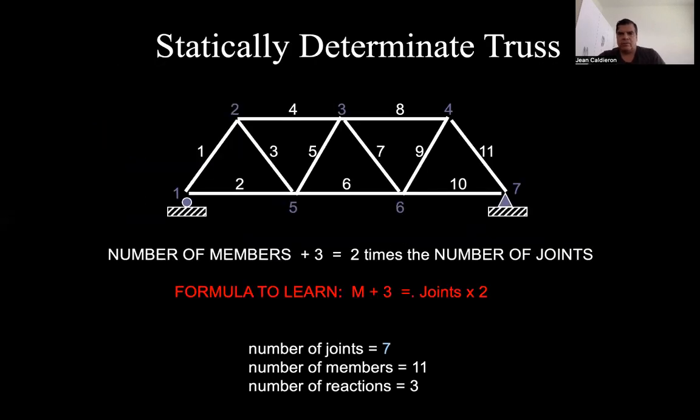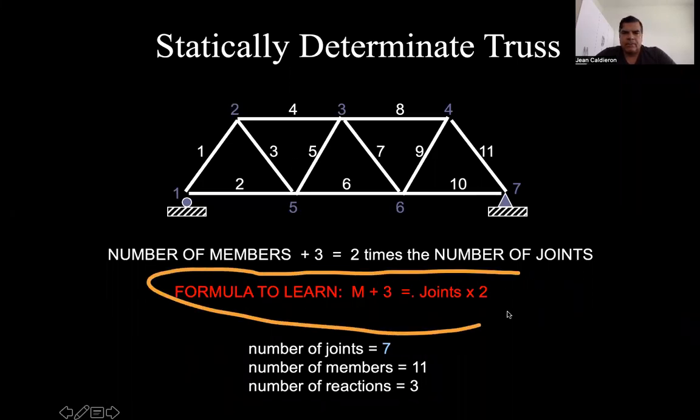How does that work? Well, for example, here we have a truss where the number of members plus 3 is equal to 2 times the number of joints. That is the formula that we need to learn, and it's important to understand this formula here.